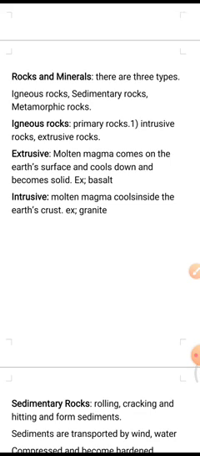Sometimes the molten magma cools down deep inside the earth's crust and the solid rocks formed in such a way are called intrusive igneous rocks.